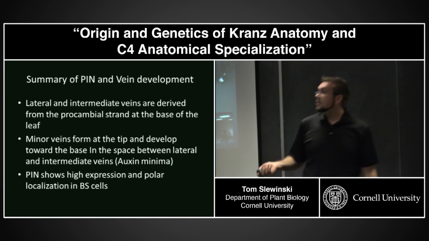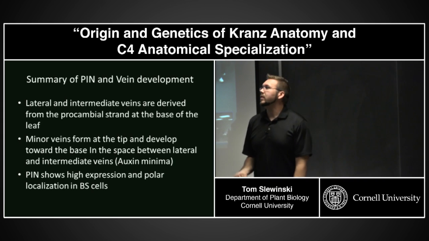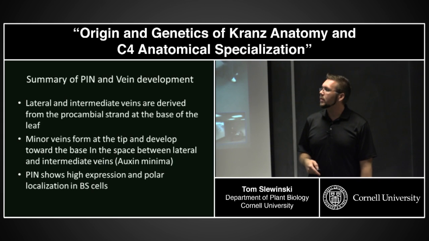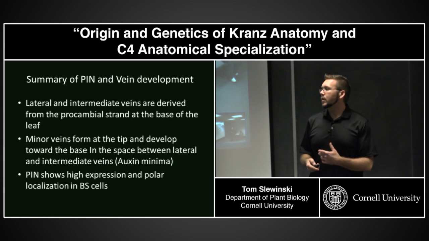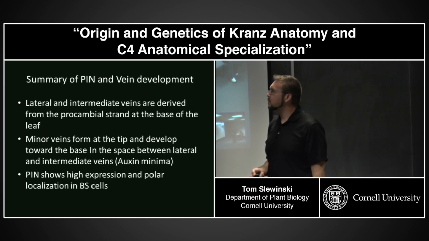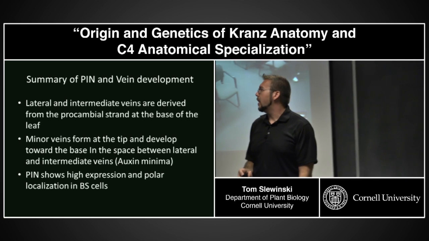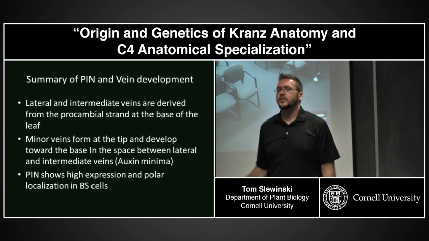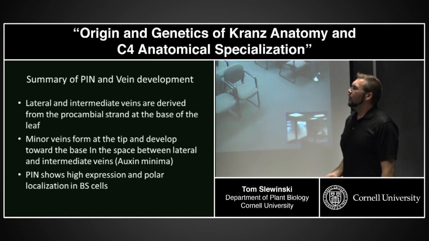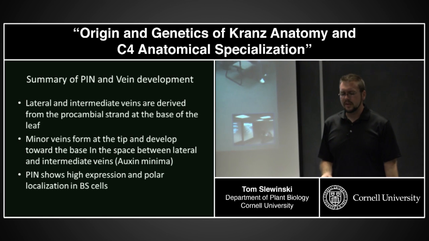So, summary of PIN and vein development. Lateral and intermediate veins are derived from procambial strand. Minor veins form at the tip, go to the base, and they're guided by the auxin gradients of the large lateral and intermediate veins. And PIN shows high expression and polar localization in bundle sheath cells. So this is when I came back to start thinking about evolution.